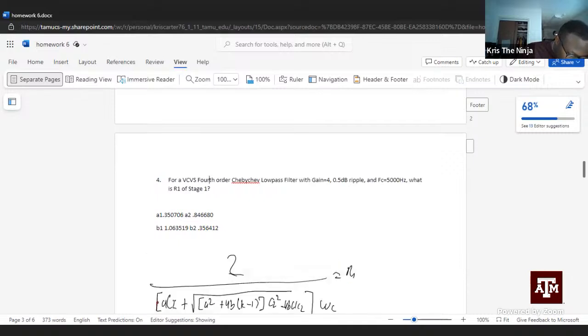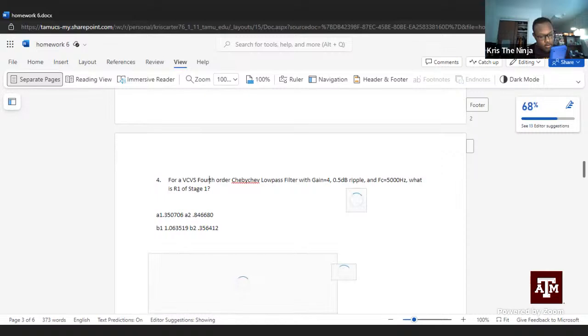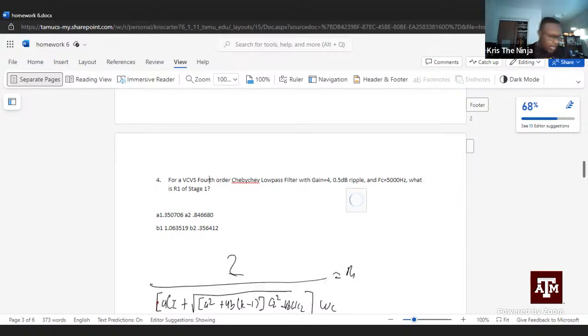So we got 0.350706, and then that is multiplied by the cutoff frequency. Cutoff frequency is 5,000 hertz, so 10 over 5,000, like point two something. That's 0.002, and that's multiplied by 2 nanofarads. It's just a lot easier for me to remember if I convert it to the unit that it should be in.